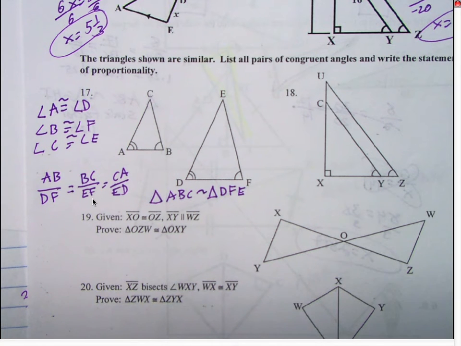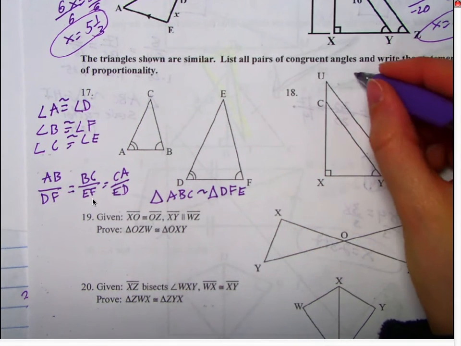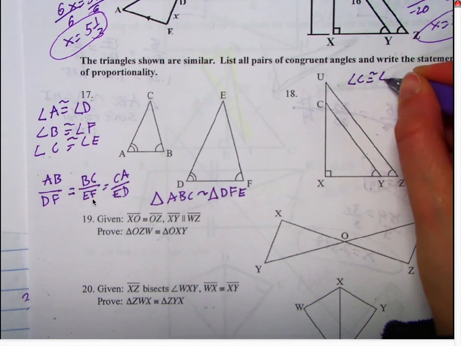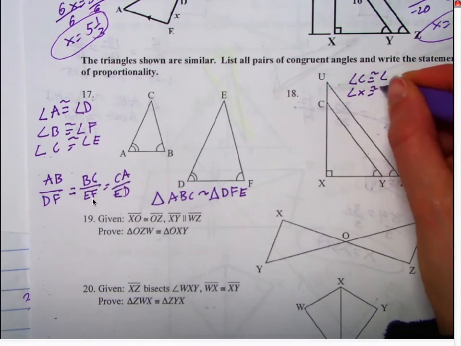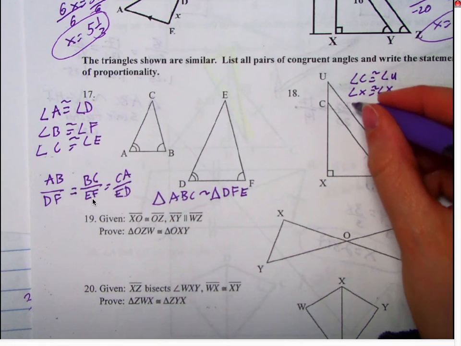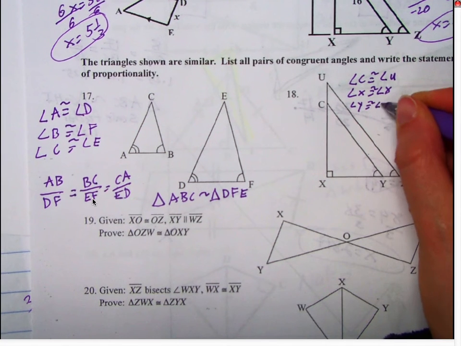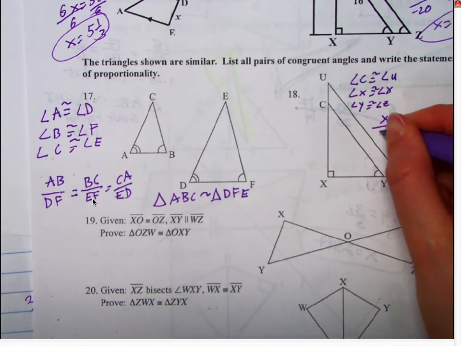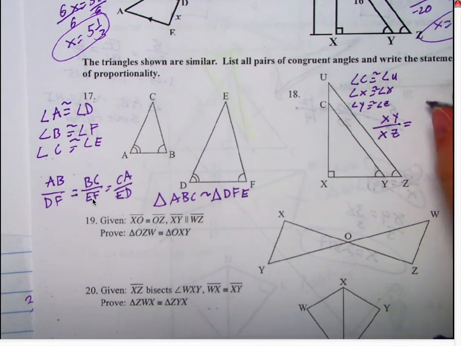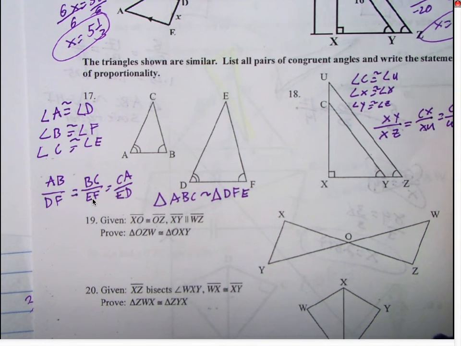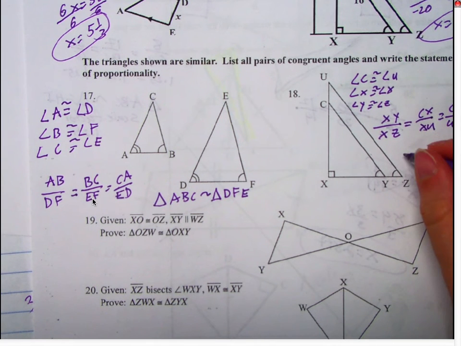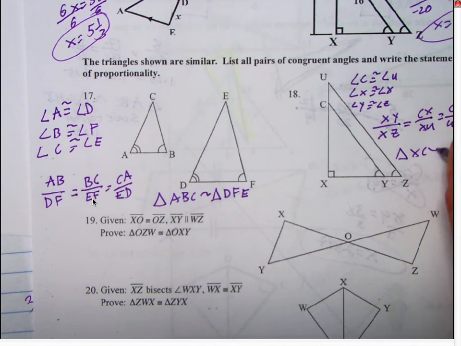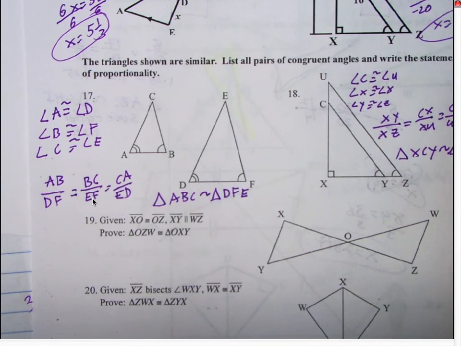Okay, we're going to do the same thing with 18. Angle C is congruent to angle U. Angle X is congruent to angle X. Angle Y is congruent to angle Z. So XY over XZ equals CX over XU, which equals CY over UZ. So triangle XCY is similar to triangle XYZ.